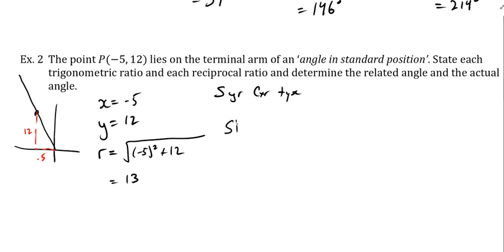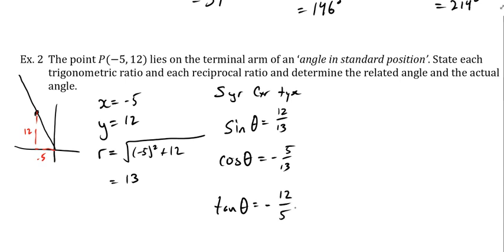So sine of theta is y over r, which is 12 over 13. And sine is positive in that quadrant. We don't need to worry about that necessarily, but it matches what we know with the CAST rule, right? Cosine of theta, we don't know theta yet, we are supposed to find it, is x over r, so that's negative 5 over 13. And tangent theta is y over x, so that's negative 12 over 5.